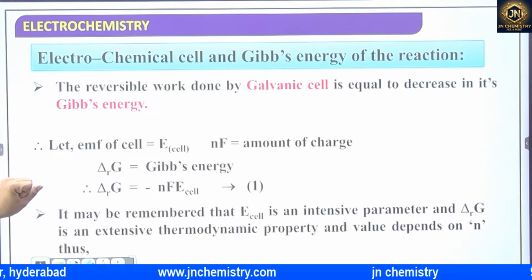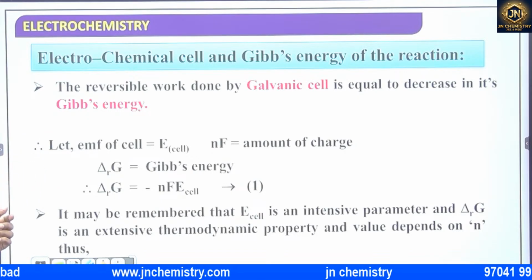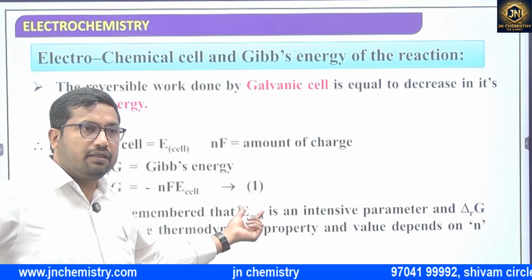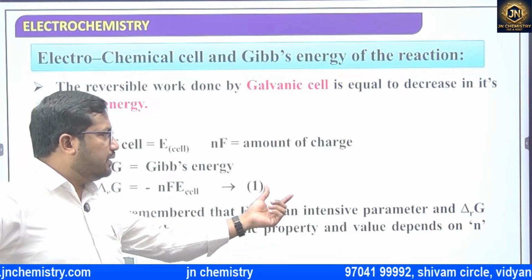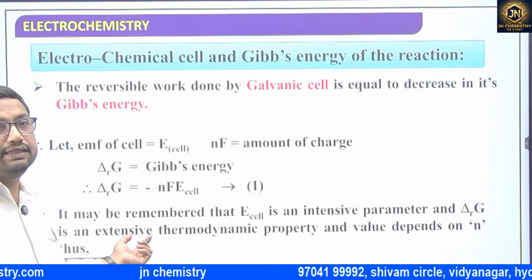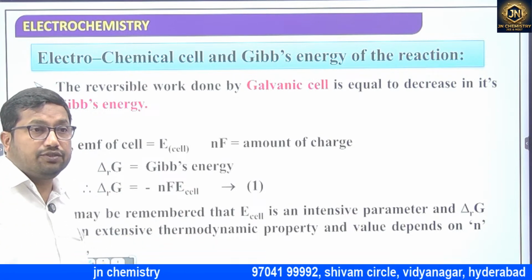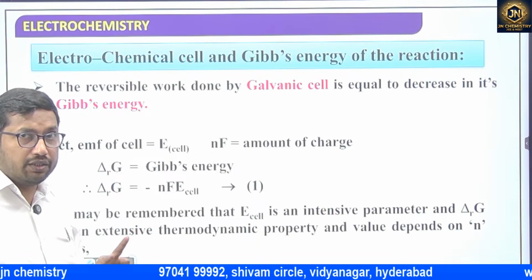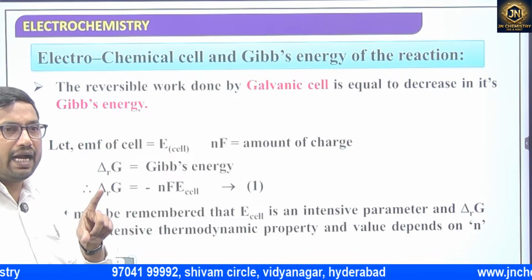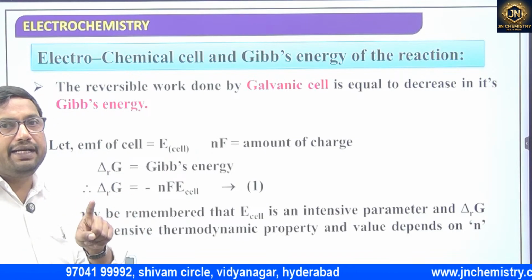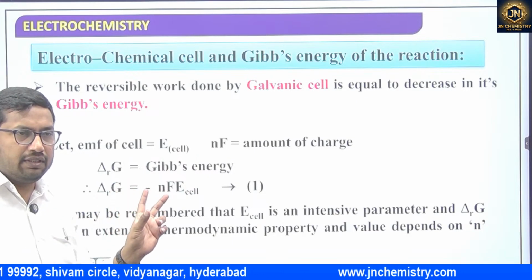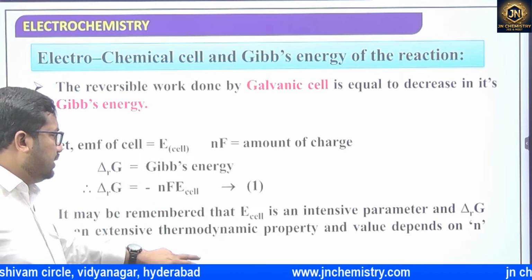Intensive parameter means what? E cell is intensive, which is independent of the mass. Whereas delta G is an extensive property. Extensive property means the property which depends on mass. To remember, I told you intensive property means independent of mass. Independent means intensive. Depends means extensive property.